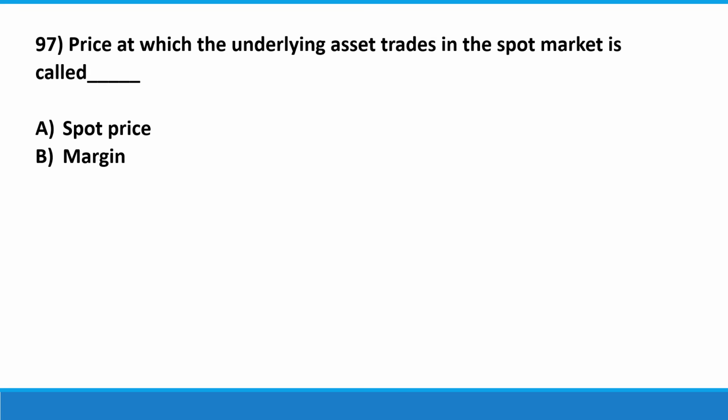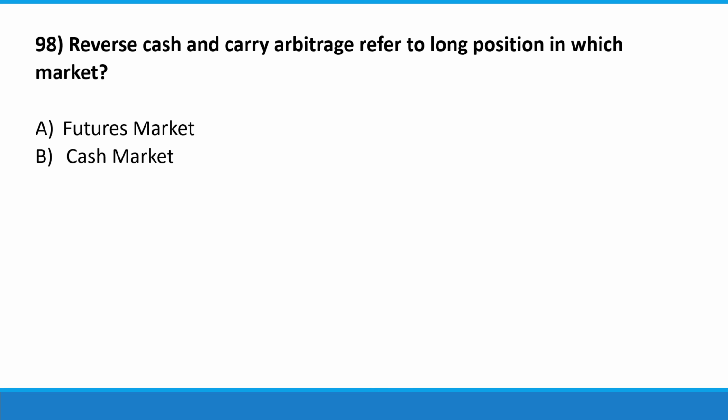Next question. The price at which the underlying asset trades in the spot market is called: option A, spot price; option B, margin. The correct answer is option A, spot price. Reverse cash and carry arbitrage refer to long position in which market? Option A, futures market. Option B, cash market. The correct answer is option A, futures market.